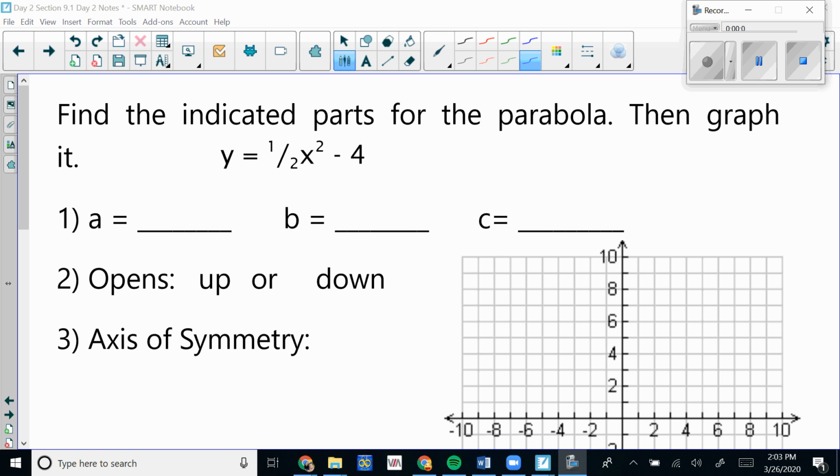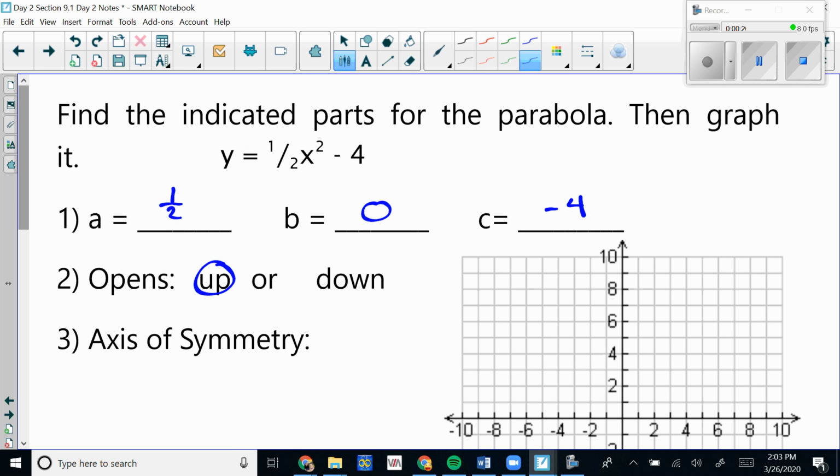Here's another problem from Unit 9.1, Day 2. On this one, the A is going to be 1/2. Okay, that's our x squared term. There is no B term. Notice there's none with just an x, so I'm going to say 0. And then my C is -4. This one, it is a positive 1/2, so it opens up.